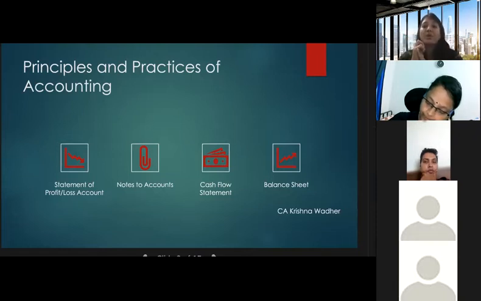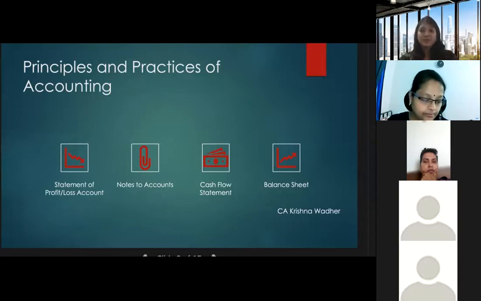When we say financial statement, what do we mean? A financial statement consists of these four items: balance sheet, P&L, cash flow, and notes to accounts. Many a time people get confused that trial balance is also a part of financial statement, but no, trial balance is not a part of financial statement. Financial statement parts are only these four, which comprise the whole finance of the company.